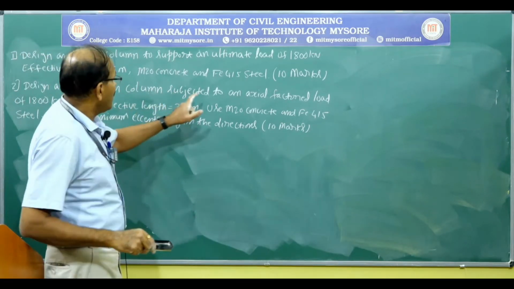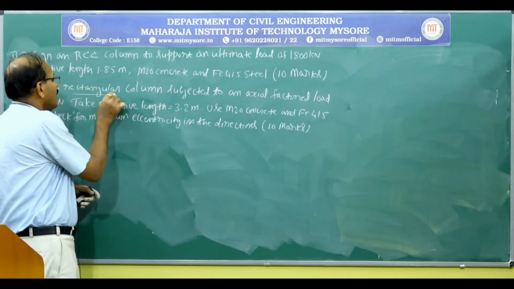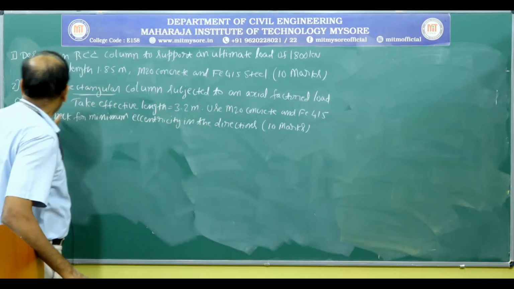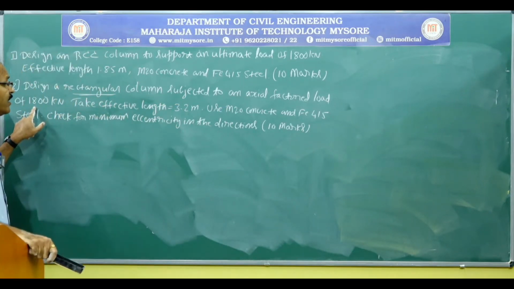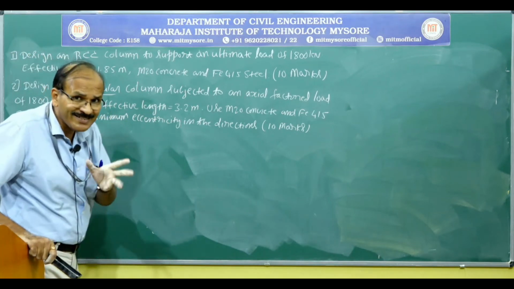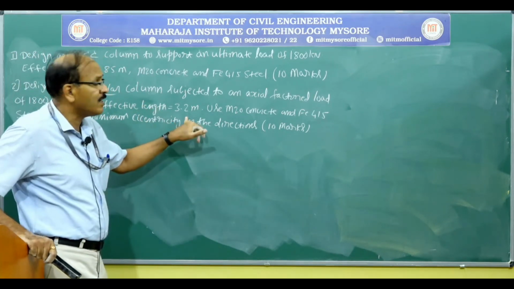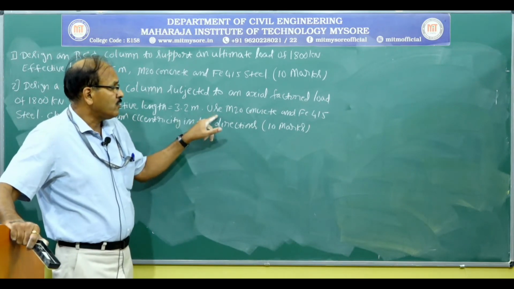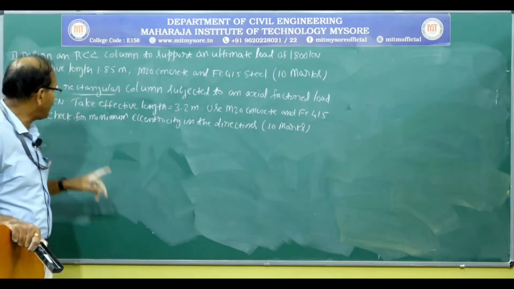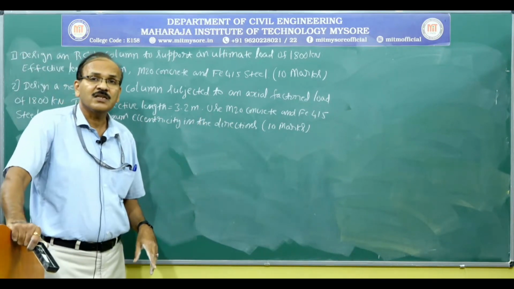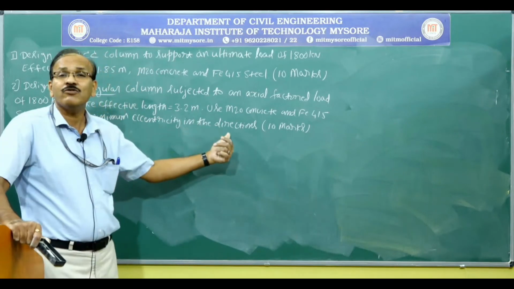See, it is a rectangular column, it is not a square column. And Pu load is given, factored load, that is 1800 kilonewton. So effective length 3.2 meter. Assume both ends as hinged, then this becomes the total length or the unsupported length. So use M20 concrete and Fe 415 steel. So check for minimum eccentricity in the directions. That means even without saying this, we are going to check.